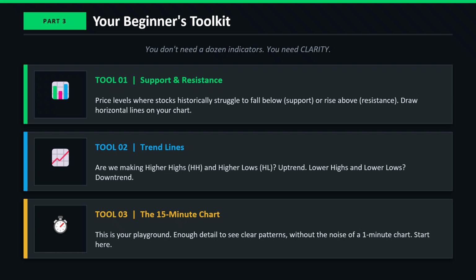Tool 03, the 15-minute chart. This is your playground. As a beginner, you should not be looking at a 1-minute chart. It's too noisy and chaotic. The 15-minute chart gives you enough detail to see clear patterns and trends, but it filters out a lot of the random market noise that will trick you.